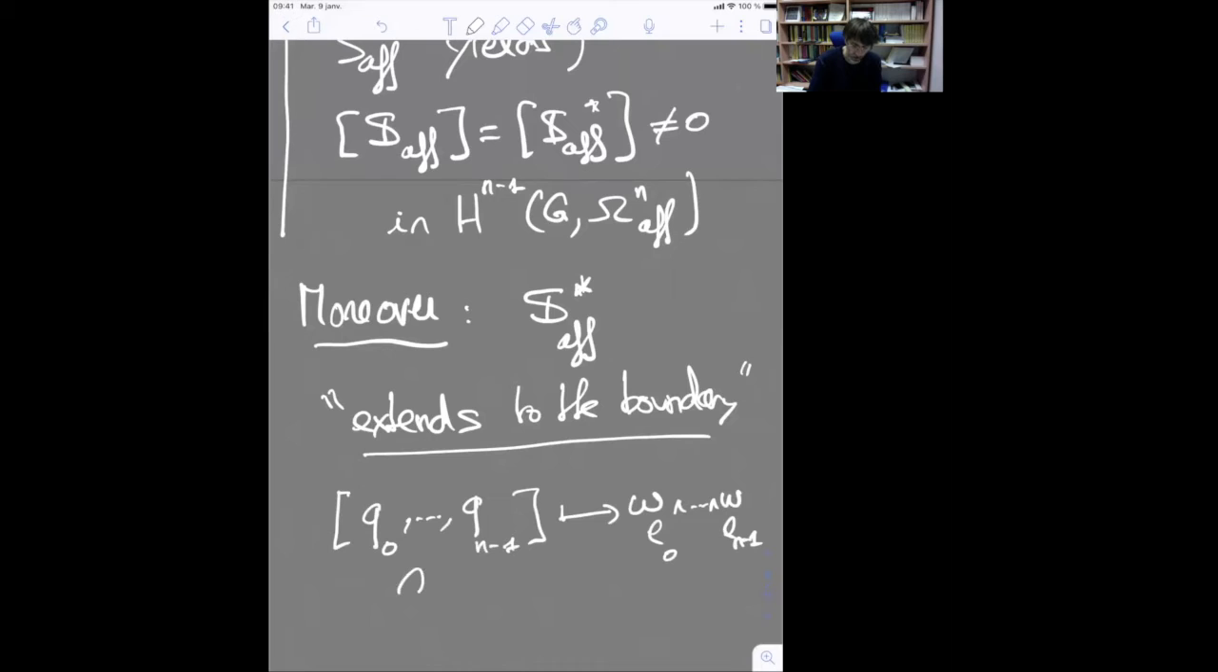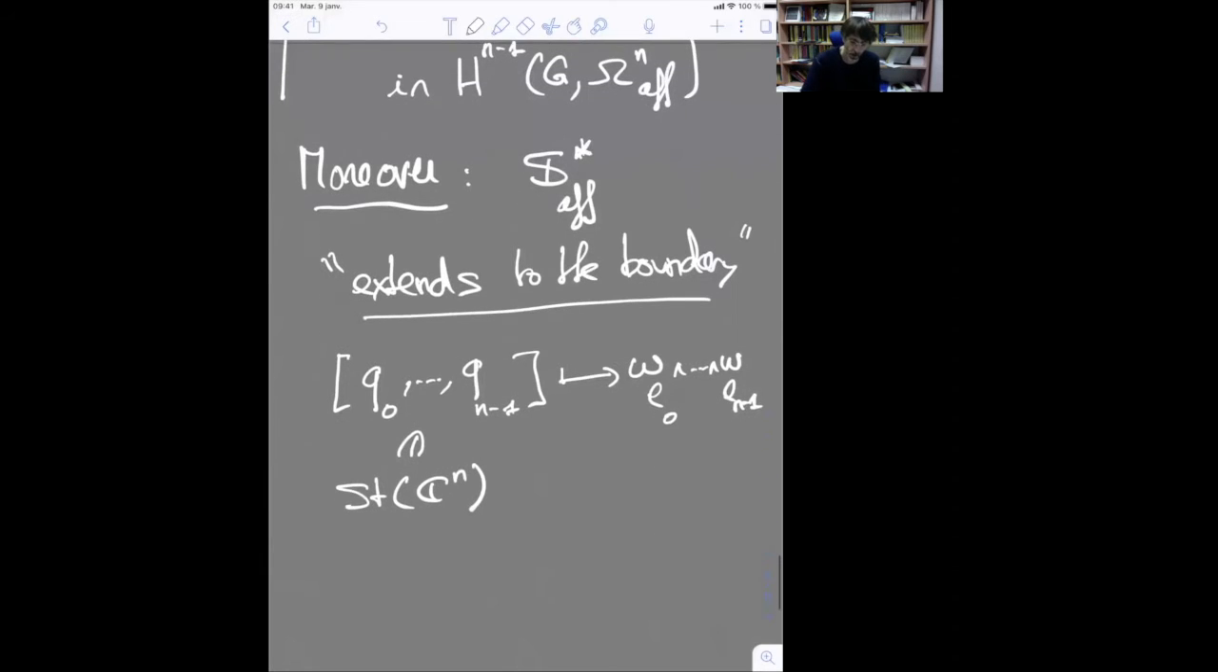So here I will explain what it is. I want this to be the so-called Steinberg module of C^n. I will explain what it is in a minute. And this map is G-equivariant.